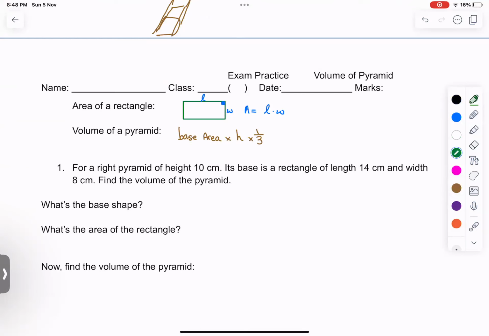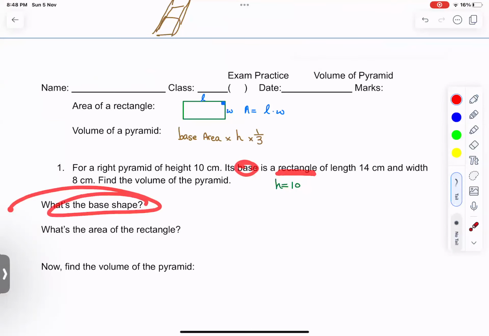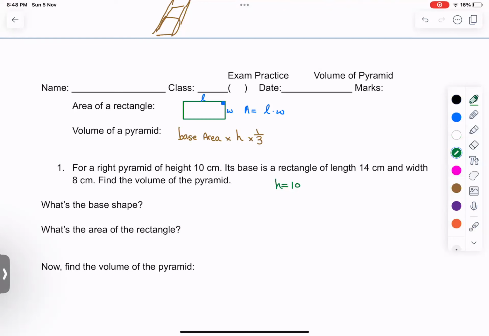So let's start. In this question, what do we have? A right pyramid of height 10. So we already know the height is 10. And then we know that the base is a rectangle. Nice. So what's the base shape? That's the first question. The base shape is a rectangle. Then how do we find the area of a rectangle? Length times width. Then you calculate and you should get 112 cm squared. For area, the unit ends with a square.